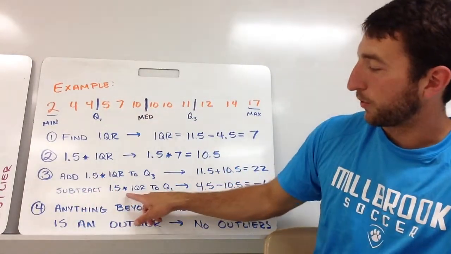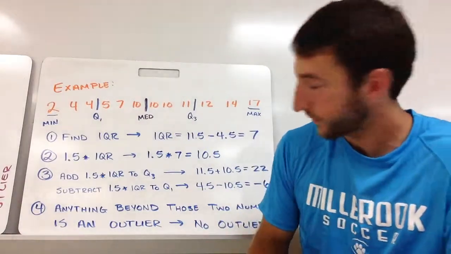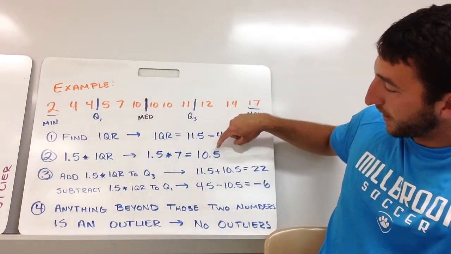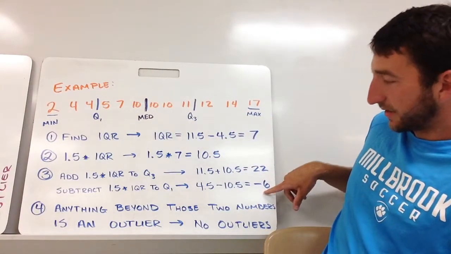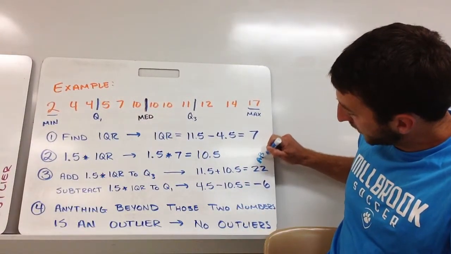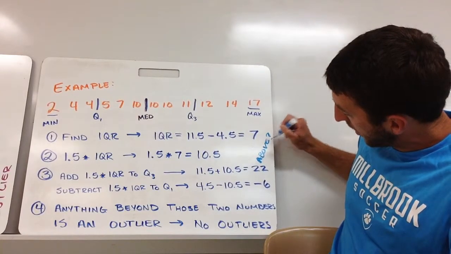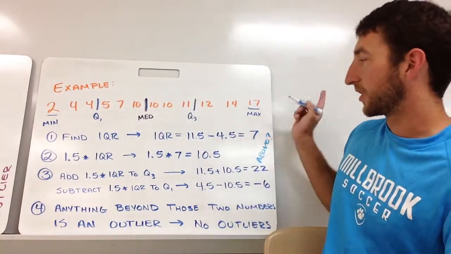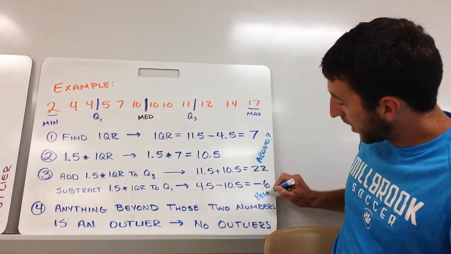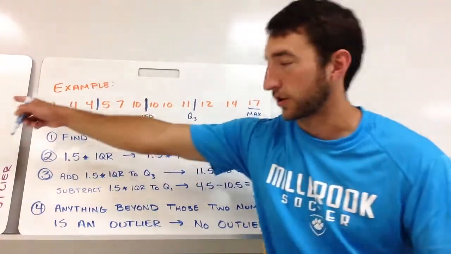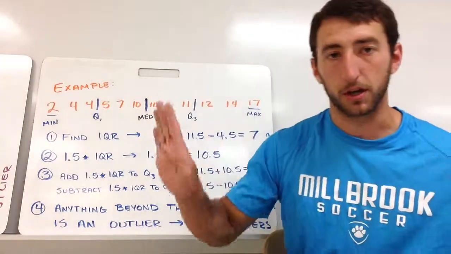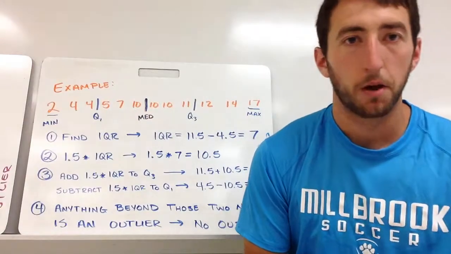Also, I need to subtract that 1.5 times the IQR from Q1. So doing that, I got 4.5, which was my Q1, minus my 10.5, which was this number. I get -6. So what I'm looking for is anything that's above this number, 22, which from our data set there was nothing above 22, so there are no outliers up there. And anything below that -6. If I look over here, there's nothing below -6. So there are no outliers, since there's nothing beyond those two numbers. And that's how we find box plots and outliers.